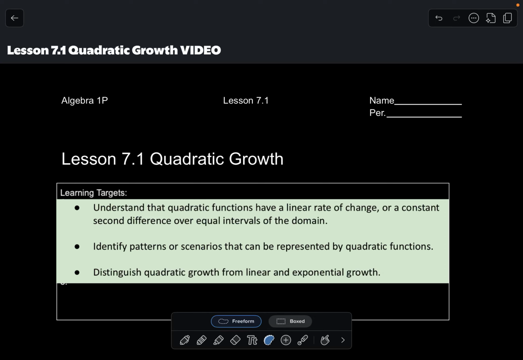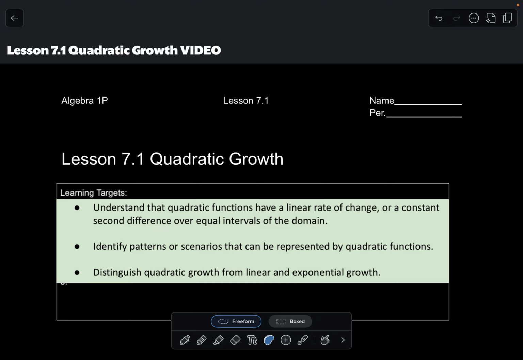Good morning, class. This is Mr. Eggleston, and this is lesson 7.1 for Algebra 1, Quadratic Growth. We pretty much exhausted everything to do with linear. And now we are moving on to quadratic.